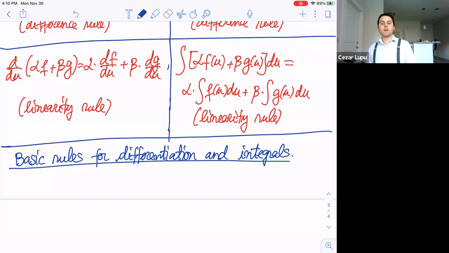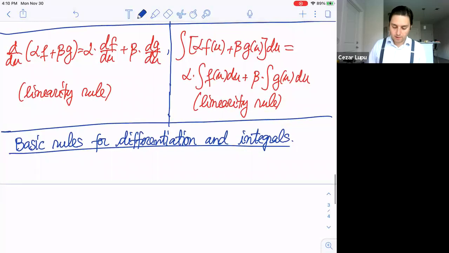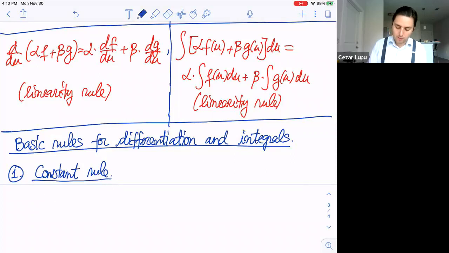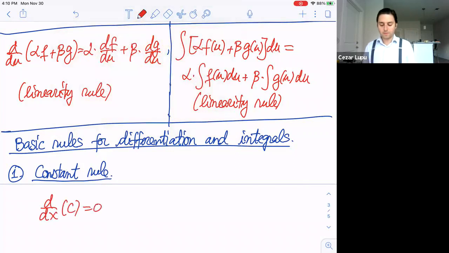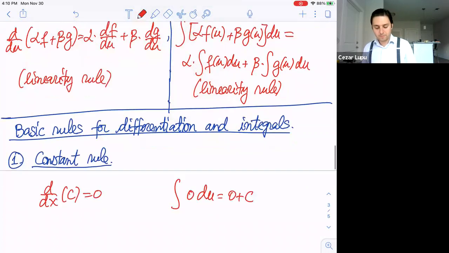Okay, all right. The first one is the constant rule. And what we do here is, let me write it like this. D over dx of a constant c will always be 0. But now the integral of 0 du will be 0 plus a constant.